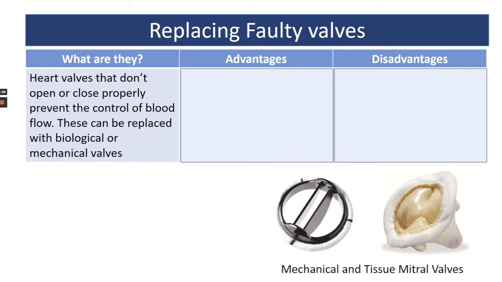Replacing faulty valves. So inside the heart you've got main valves between the atrium and the ventricles, and sometimes the heart valves don't open or close properly, and this prevents the control of blood flow, so these are replaced with either biological or mechanical valves. Now, the biological valves are usually from pigs, and the mechanical valves, you can see, are usually made of some kind of metal such as titanium.